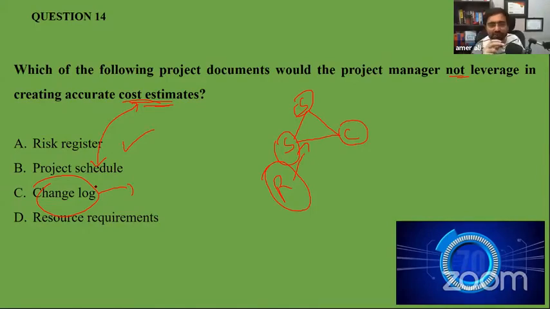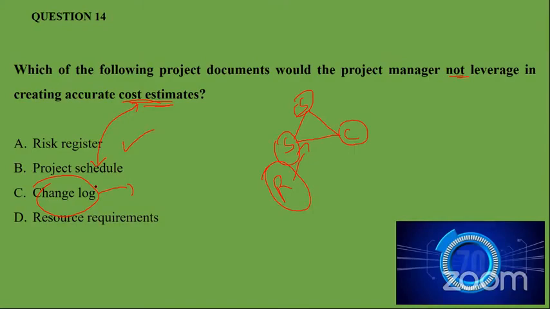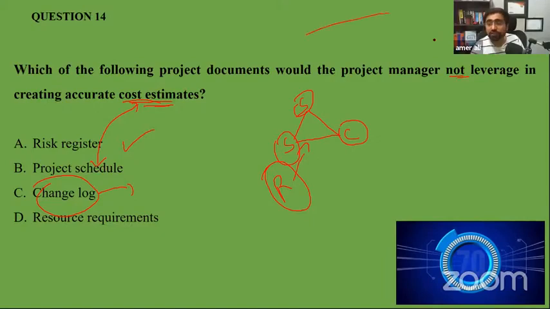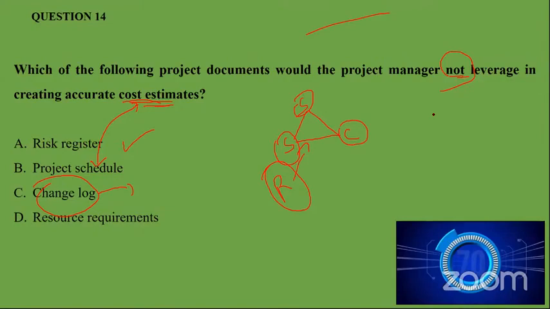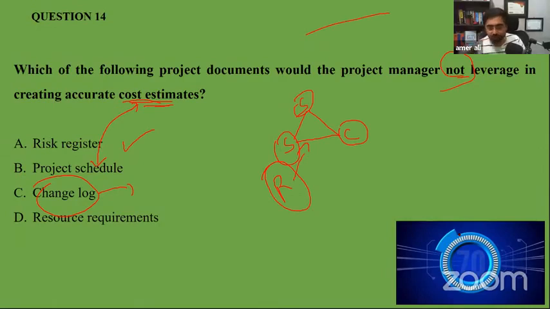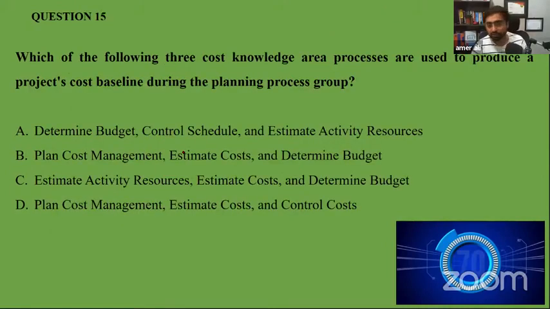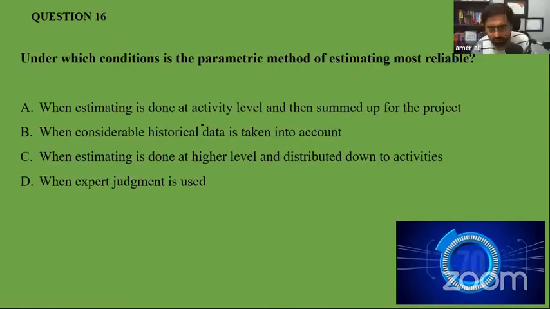Let's get Prikshit. You answer this question. Right, sir. So how did you eliminate change log? Sir, because change log happens at the later part of this. So the question is saying which of them will not be leveraged. After Anirudh, I'm also thinking that C is the better answer as compared to the other. Okay. So guys, when you are wrong, you are wrong. I was wrong. Change log is the right answer for this question. So this question is not relevant as such.